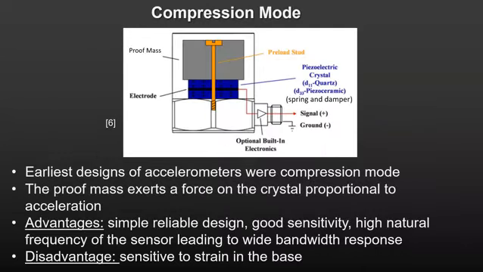The original designs for accelerometers were of the compression mode type. In this simple design, a quartz crystal or ceramic element was preloaded with a seismic mass. The sensors had high sensitivity and high natural frequency, providing a broad usable frequency range. However, the design was sensitive to strain in the base, and various tweaks over the years could not eliminate this problem. Hence, this type of design was replaced by other geometries.